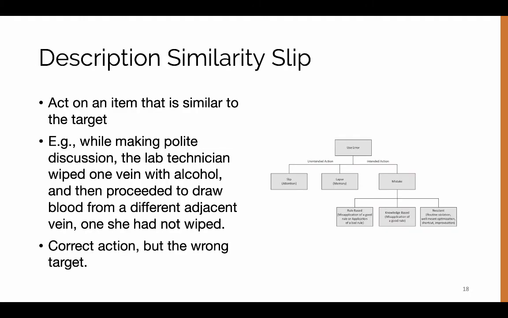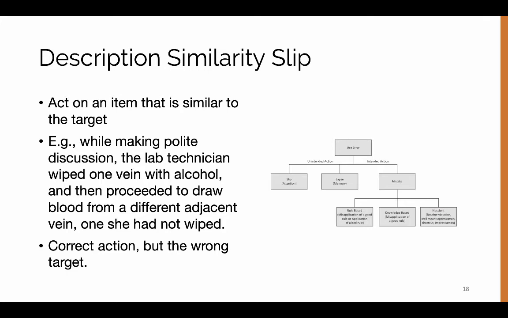Now, there's other kinds of slips. There's a description similarity slip. That's when you act on an item that is similar to the target. So, this happened to me. I went in for a blood test at a hospital. It wasn't a big deal.